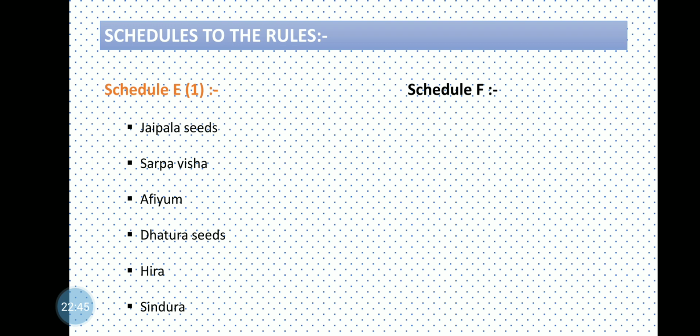Then what are the requirements, what is the process of manufacturing, what instruments are required, etc. That is specified in your schedule F related with blood bank, blood components and blood products. That was about your schedule F.